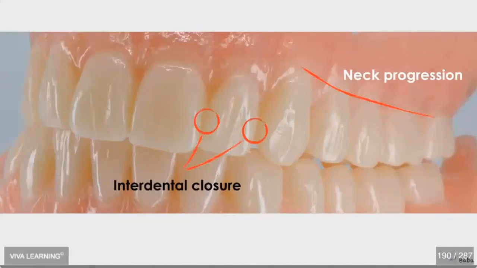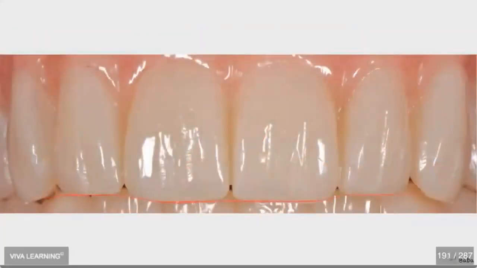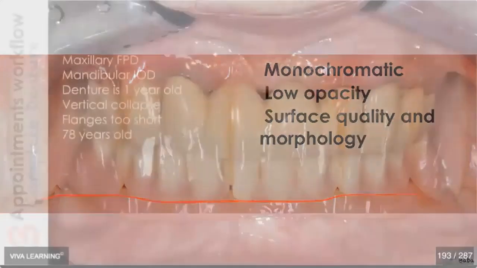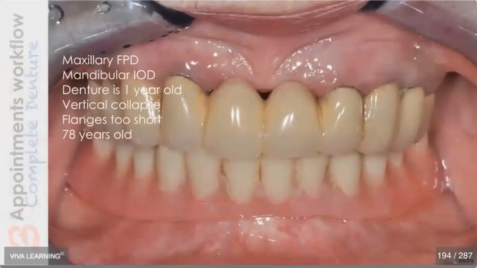There's absolutely no opening between the teeth. It's an interdental closure, no food trap in that area. Aesthetically, the teeth look very pleasant. It's true they're monochromatic if you haven't used the CAD multi, but even though they're monochromatic, they have a low opacity, they have an excellent surface quality, and excellent morphology.